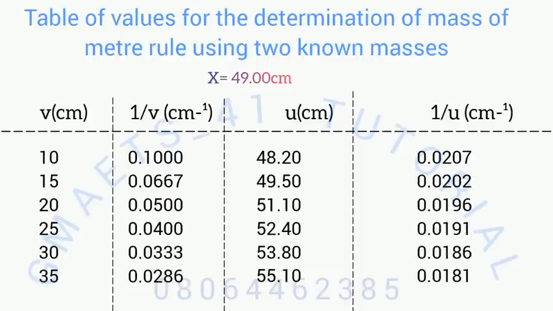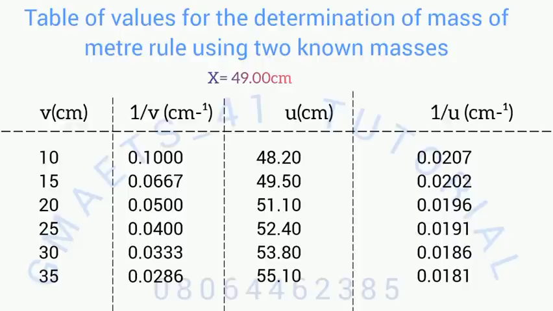Now you would notice that we carried out the experiment for different values of V, V being a certain distance from the 0 centimeter mark of the meter rule to a certain point of that meter rule. And of course we carried out the experiment for 10 centimeter, 15 centimeter, 20 centimeter, 25, 30 and 35 centimeter. These were the values of V. So balancing the meter rule, we got corresponding values of U.